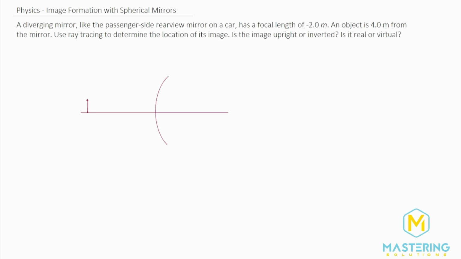So let's start drawing our picture, and we'll place the object, which they say is 4 meters away from this diverging mirror. The focal length for this is half the distance. And remember, for a diverging mirror or a convex mirror, that focal point is always on the opposite side over here. So it's going to be half this distance, so about like this would be the focal point.